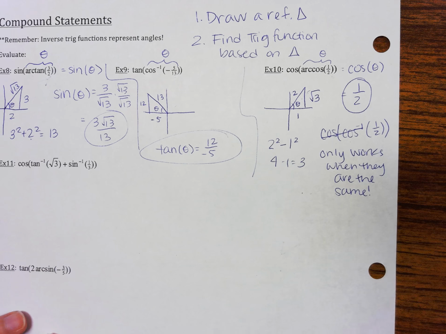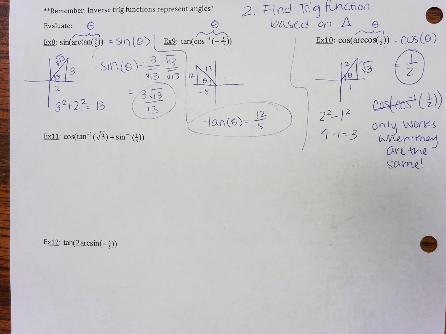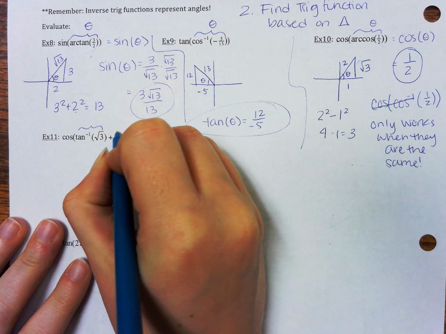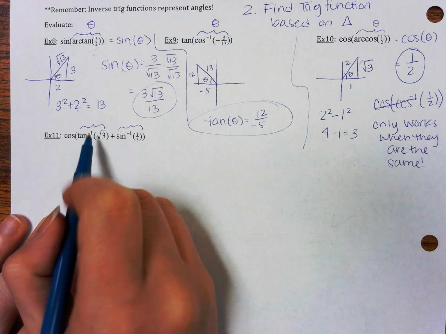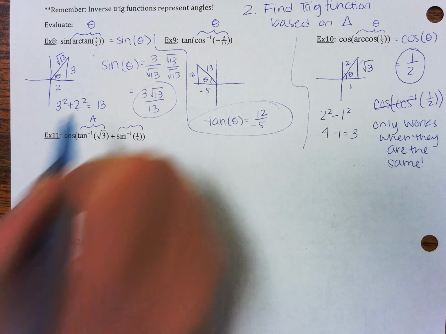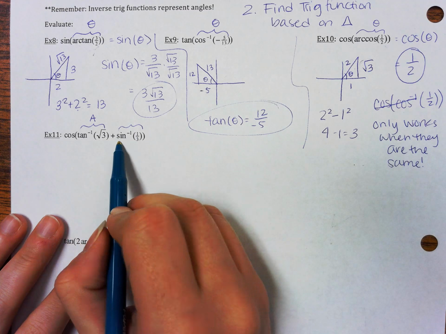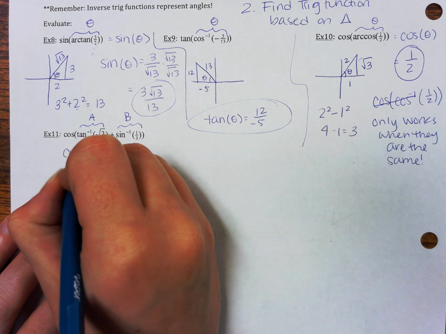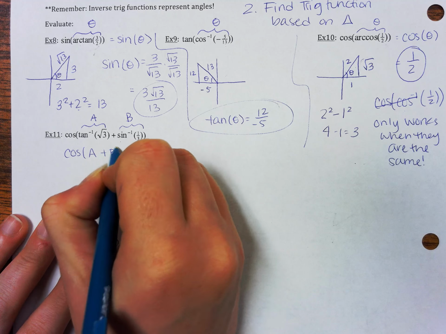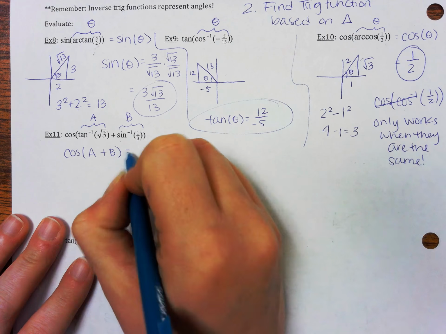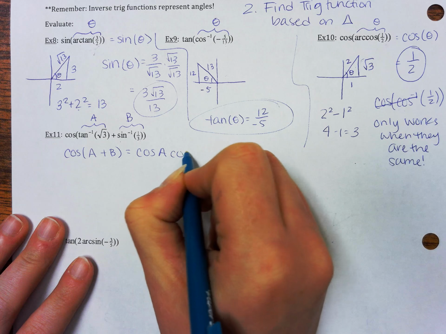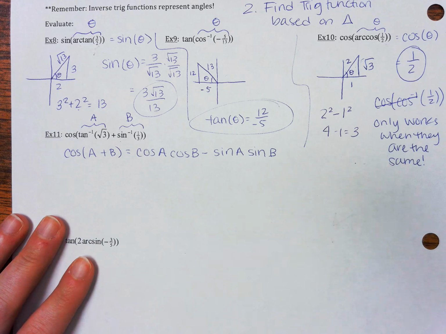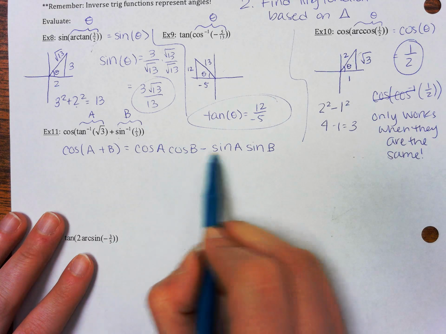Okay, so here's where it gets tricky. When you're dealing with stuff that is more complicated, you have two angles that you're dealing with. Because I have tangent inverse, which is an angle, right? I'm going to say that's angle A, and sine inverse, which is another angle, some angle B. So we're treating this as cosine of A plus B, which is a sum and difference. We just took a test on that. So this is really cosine of A, cosine of B, minus sine of A, sine of B. And we have to evaluate using these angles.